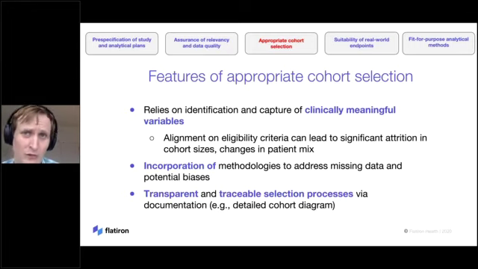So kind of leaning into that estimand framework of understanding what is the treatment effect you're looking at. Also, it's really important to incorporate methodologies that will address missingness as well as potential biases. And I'm going to talk about some of those methodologies in a second. Going back to the Duke-Margolis framework, having a transparent and traceable selection process that is documented well is essential for regulators and HTA bodies at the cohort level. We know cohort selection is a crucial component for a lot of the regulators and HTAs that we've worked with.